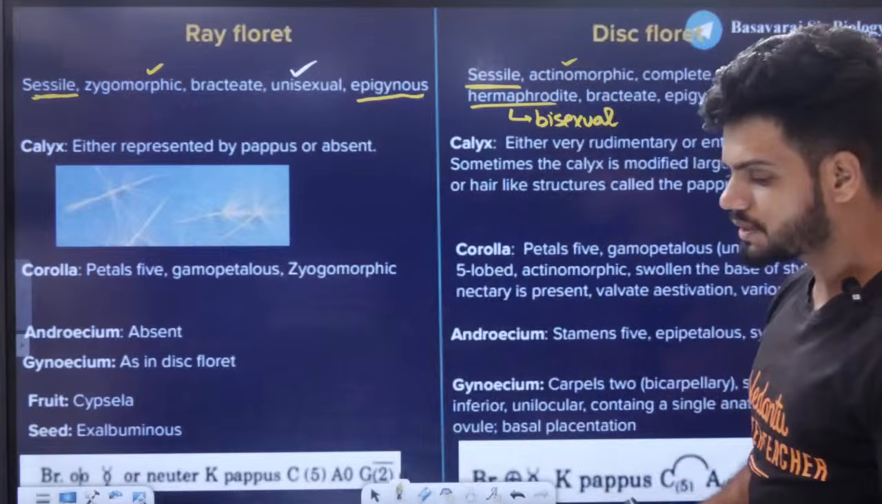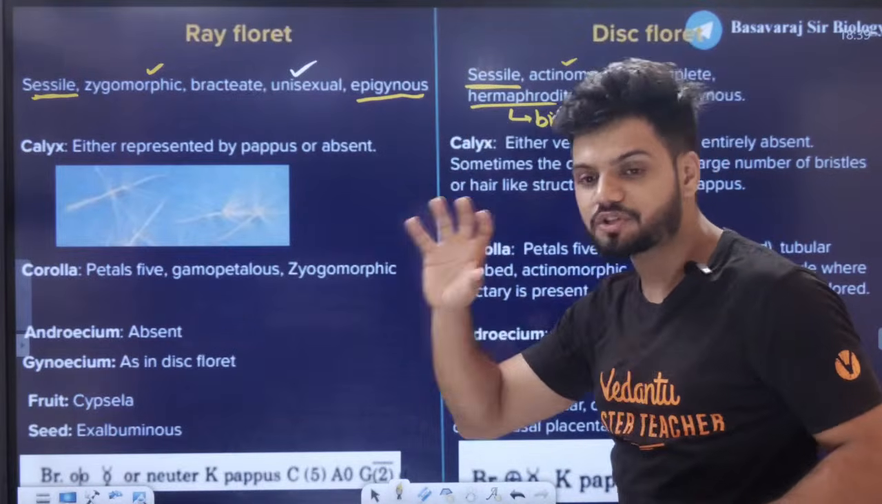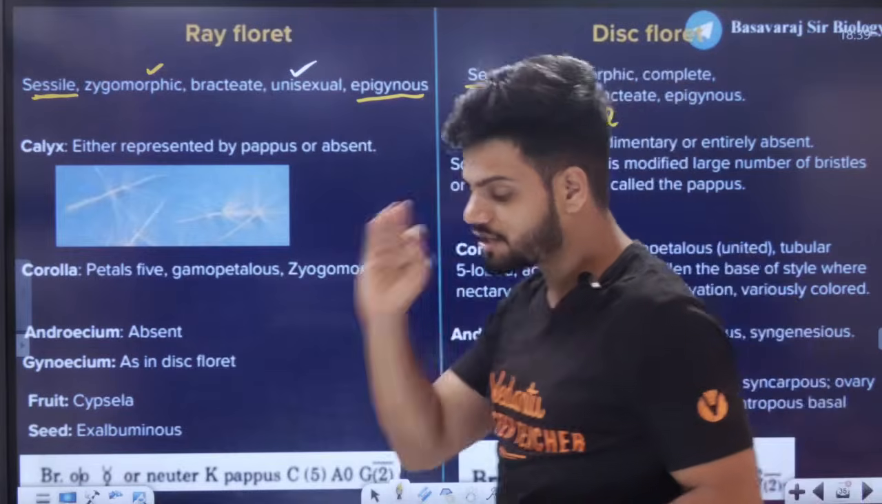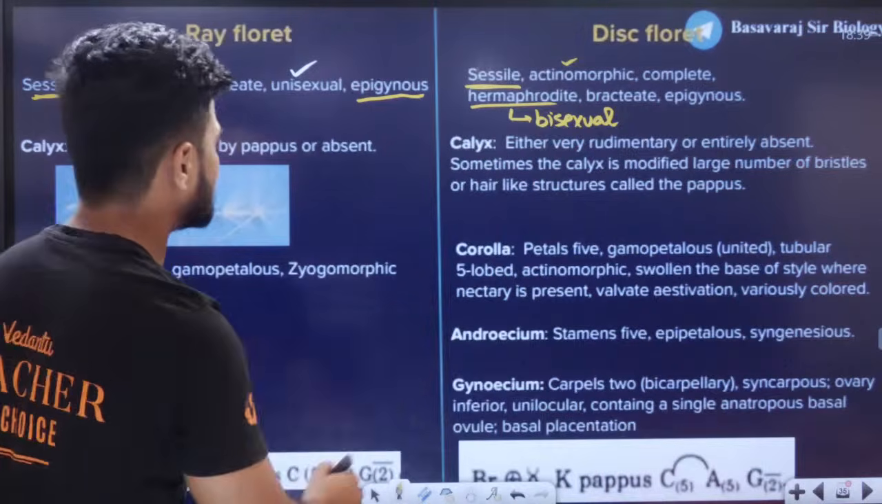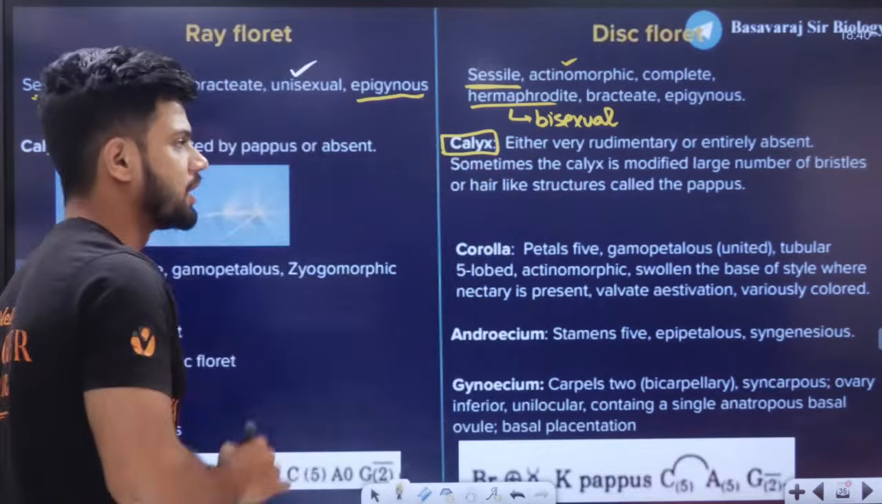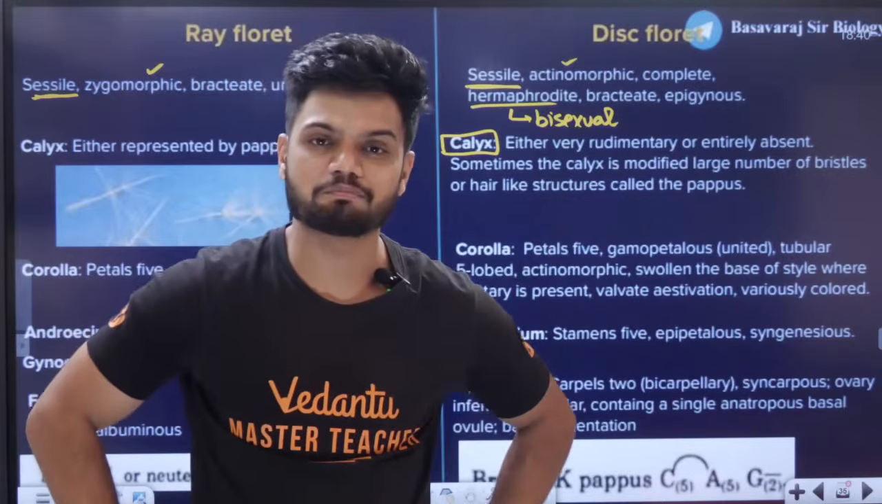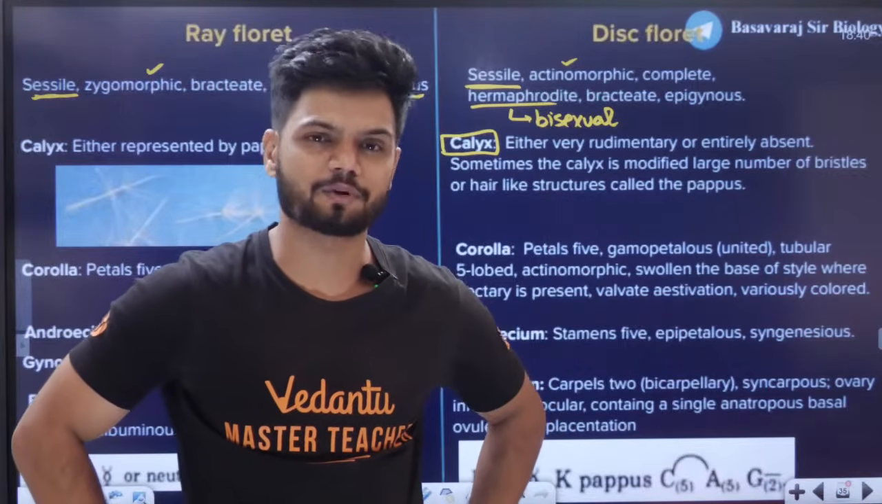Now, students, a question can come from here only. If the question does not come from here, I am very sure the question will come from the calyx here. Why? Because the calyx here is completely modified.